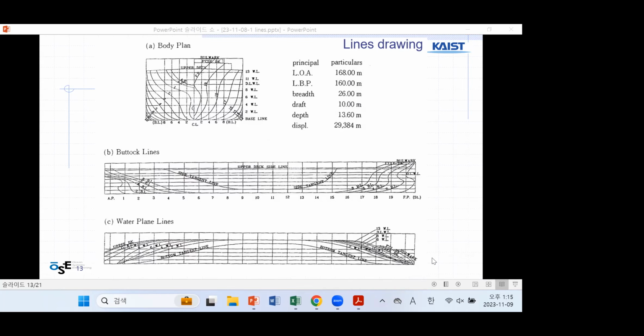So when I was a student, I drew it myself. It is like a lines drawing. It takes one semester, or actually half a semester, to draw one set. And it was an exam. The teacher checked whether the sheet was well drawn. Length overall, length between perpendiculars, breadth, depth, and draft in this place.